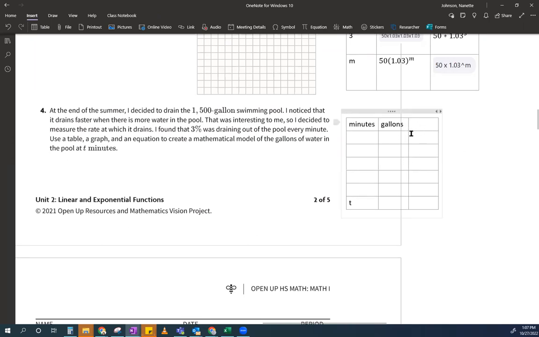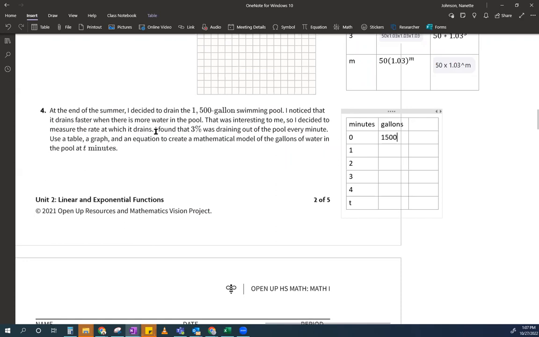Don't laugh at me. Okay, so then I'm going to go with 0. I'm going to go with 1. And by the way, you can do this on Desmos as well. Do you guys want to see this on Desmos? No, let's not do it on Desmos because we're actually building our equation. So that doesn't make sense. Okay, so how many gallons do I start with in my pool? Yes, 1,500. Very good. Okay, so now what is happening?